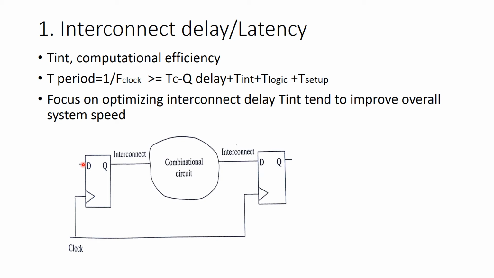So whenever the clock is applied, then only whatever signal you are applying to the D input of this D flip-flop will be passed to the Q output. So this is what you can say is the clock-to-Q delay, plus this interconnect, having some finite length, will also offer some delay.